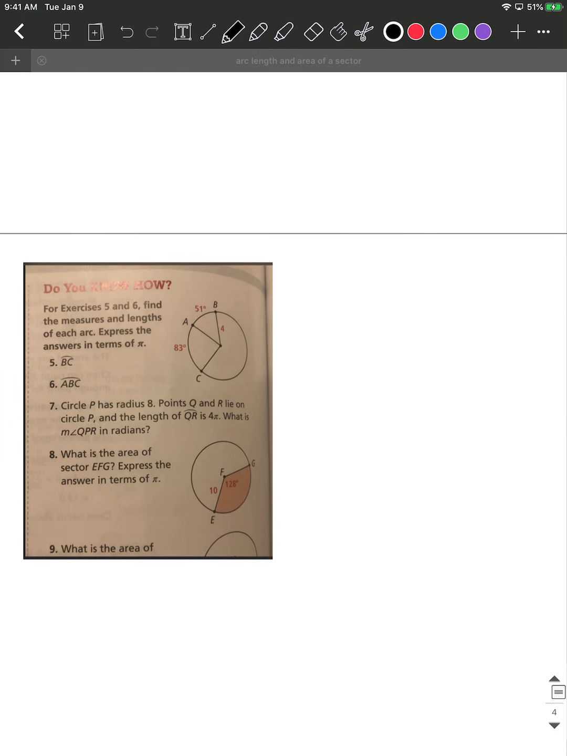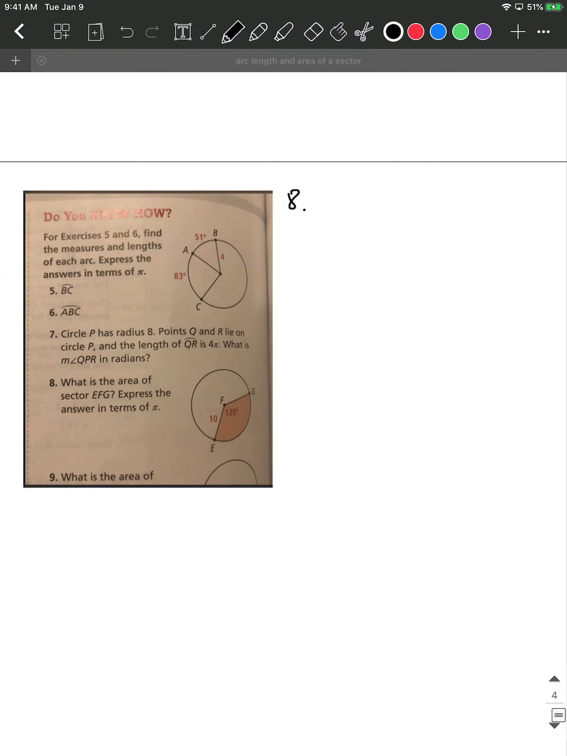All right, so I'm going to be looking here at number 8. What is the area of the sector EFG? If you notice from what the problem looks like, we're trying to see what could happen for the area.